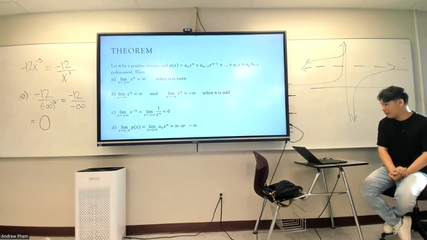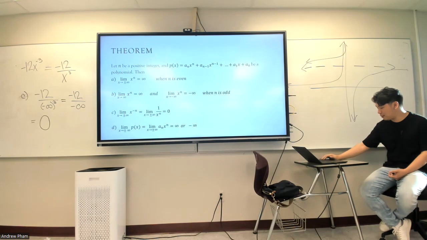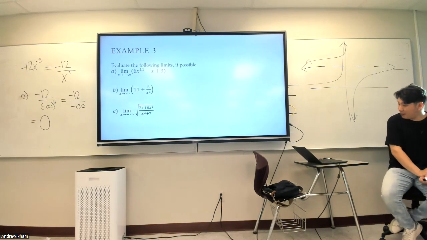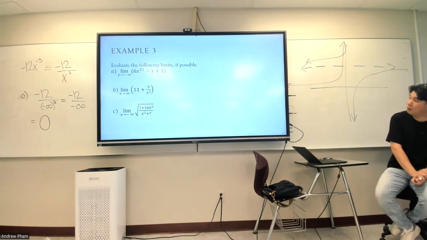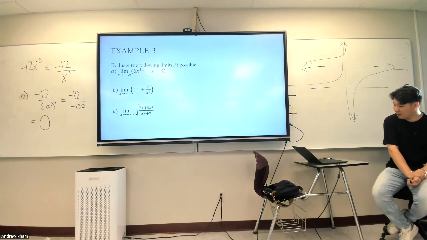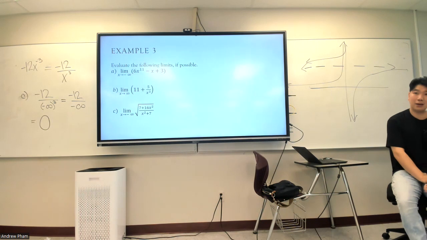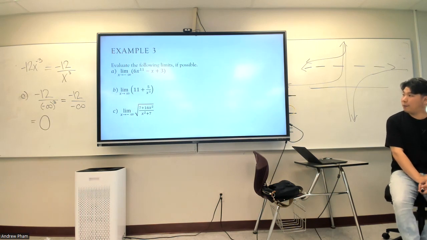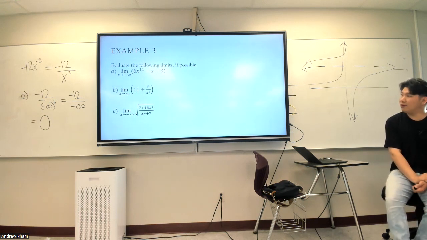All right, so let's go ahead and look at this example 3. And as I said, we're going to work through these very quickly, as you'll see. Evaluate the following limits if it is possible. So we have 3 different limits. They look like very big, long, complicated functions. For part A, I've got the limit as x goes off to negative infinity of 6x to the 11th power minus x plus 3.